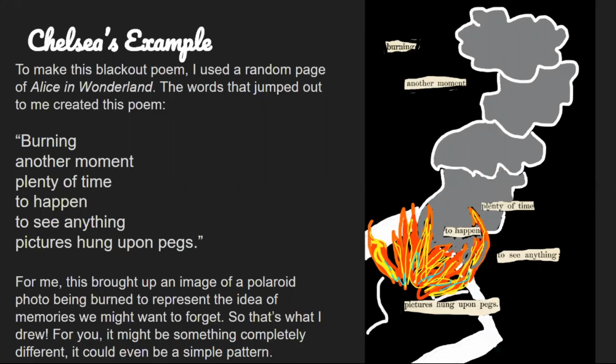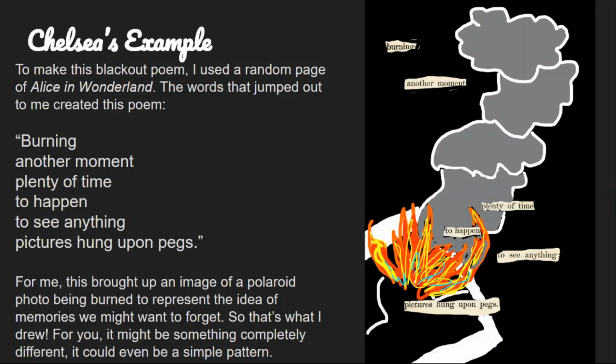This is an example that I made in the MetaBang app. I made this very quickly. To make this Blackout poem, I used a random page of Alice in Wonderland, which is also in the folder. The words that jumped out to me when I created this poem: "burning another moment, plenty of time to happen, to see anything, pictures hung upon pegs."